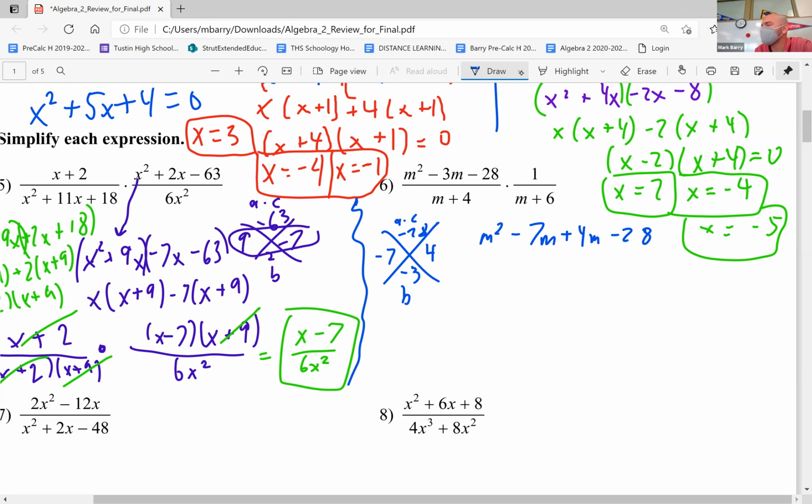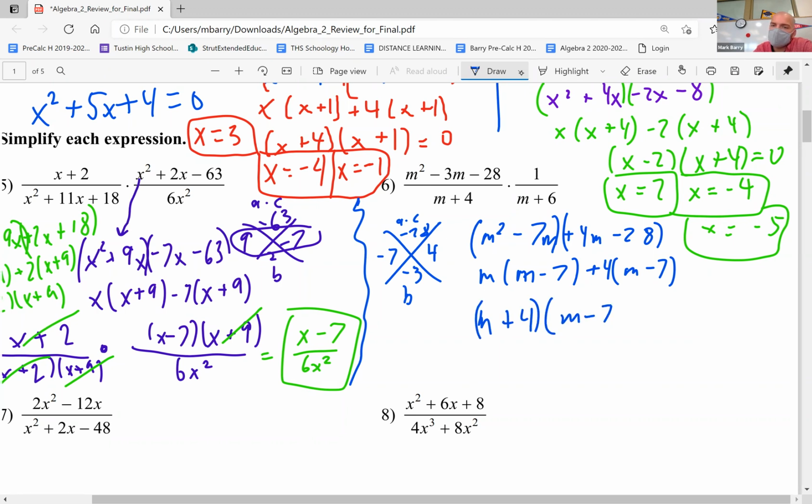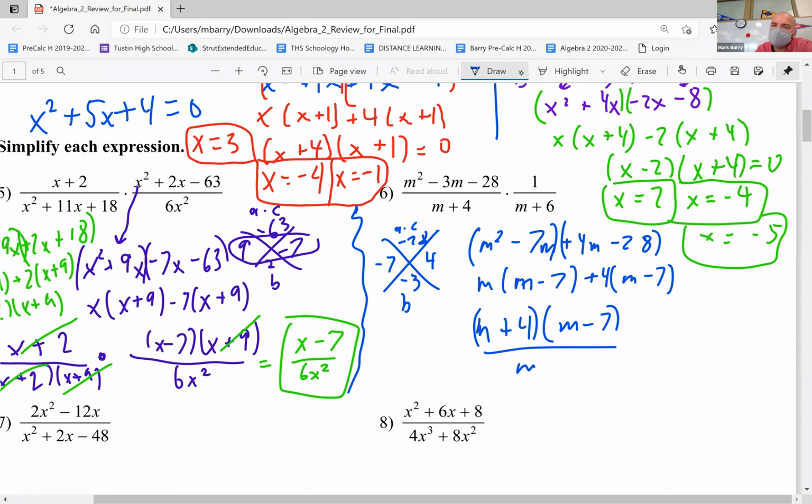So now I'll rewrite that top left piece, but splitting apart the middle part, negative 7m and positive 4m. So I take out the m here, leaving me with m minus 7. And then take out the 4, which also leaves me with m minus 7. So that means I can write this as m plus 4 times m minus 7. And then nothing else needs to be factored.